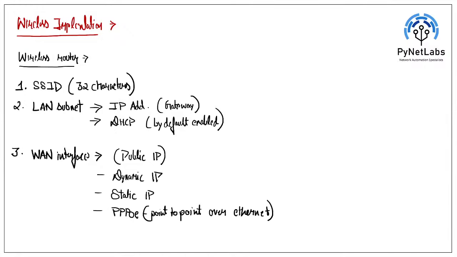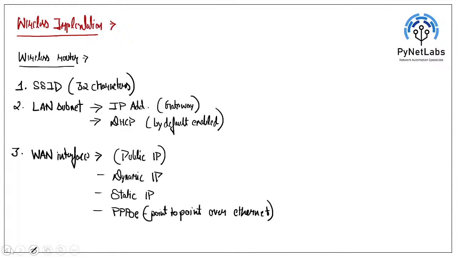This wireless implementation part is basically the lab session for you all, but we need to understand the concept first of all. And I will verify each and every statement which I am writing here on the slide over the Packet Tracer: how the WAN interface needs to be defined, how exactly the LAN subnet needs to be defined, and what exactly the SSID would be.